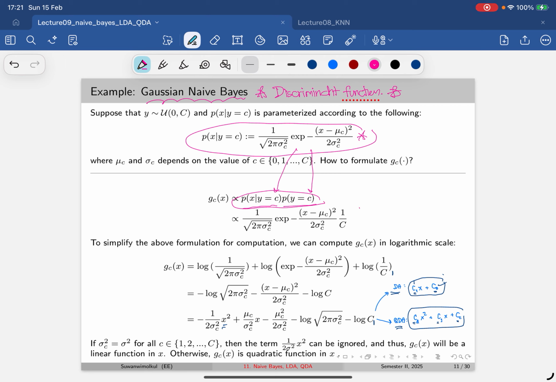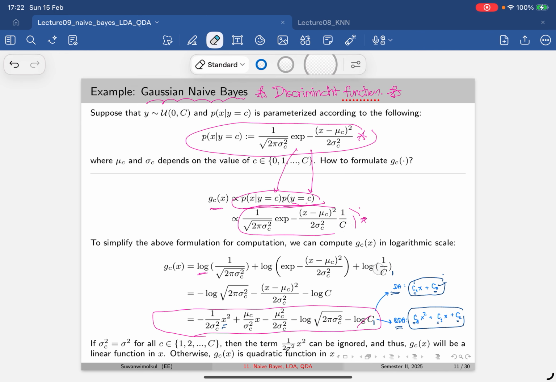If we plug it in, we will have a probabilistic function to which our discriminant function will be proportional. In order to turn this into the discriminant function, we just take the log. Once we take the log, we will have this entire function. Here I assume that y equal to c, for simplicity, is uniform. This means that without this term, it's just the same, but I'll put it this way.